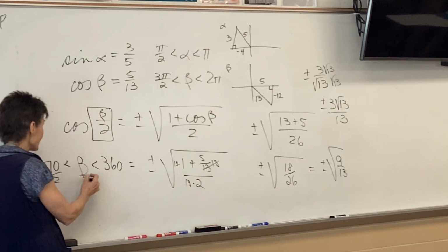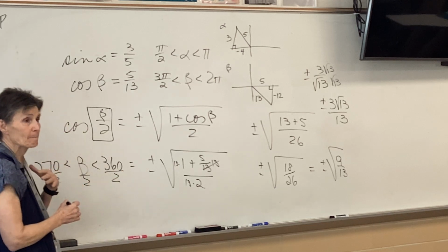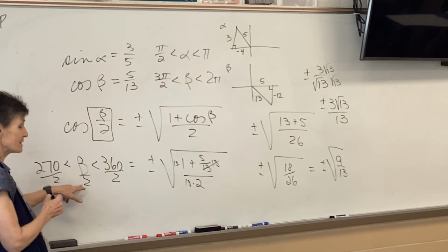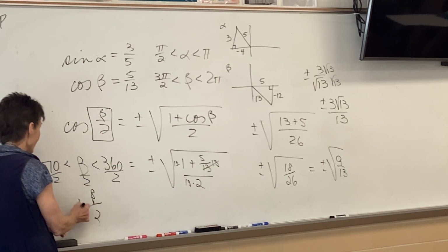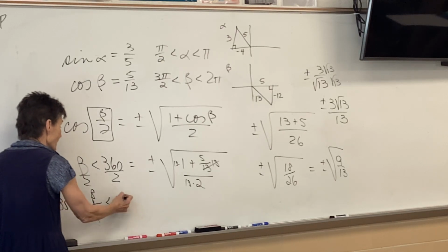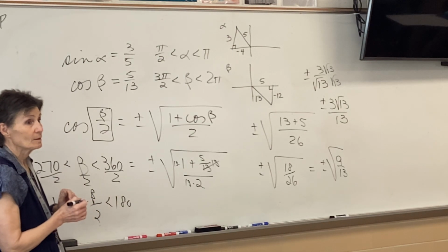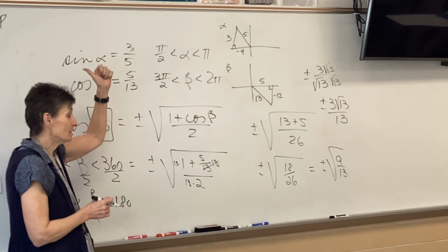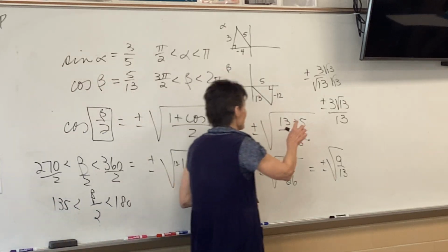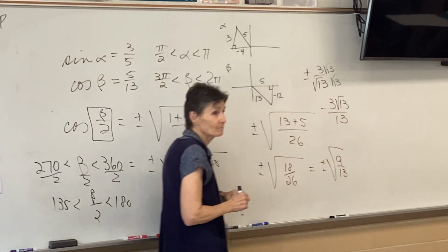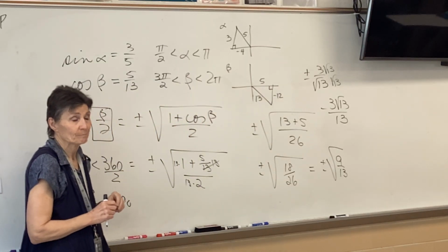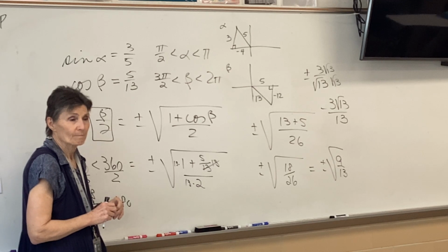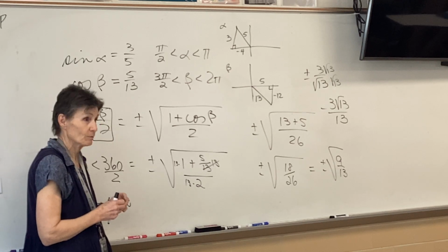So if I cut that in half, because my problem is half, where is that? Half of beta is between 135 and 180. Which means it's in quadrant 2, and the cosine in quadrant 2 is negative. That is tricky. Easy, but you really have to lock in. So it's negative. Negative 3 root 13 over 13.